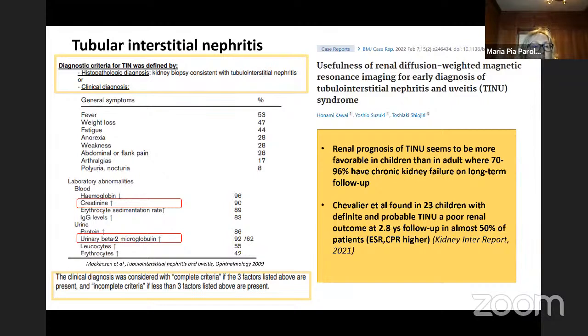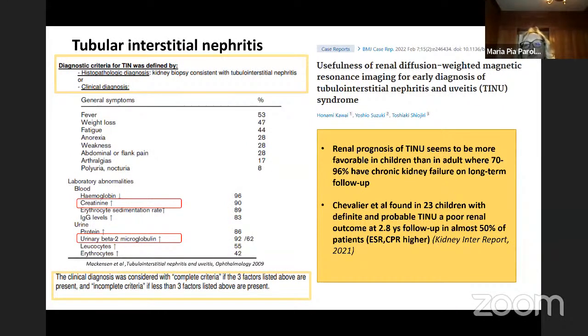The rise of serum creatinine and the urinary beta 2 microglobulin seems to be a very sensitive, simple test for screening in TINU children. But a very recent report stressed the usefulness of renal diffusion magnetic resonance imaging for the early diagnosis of TINU in one child without laboratory abnormalities in blood and in urine.